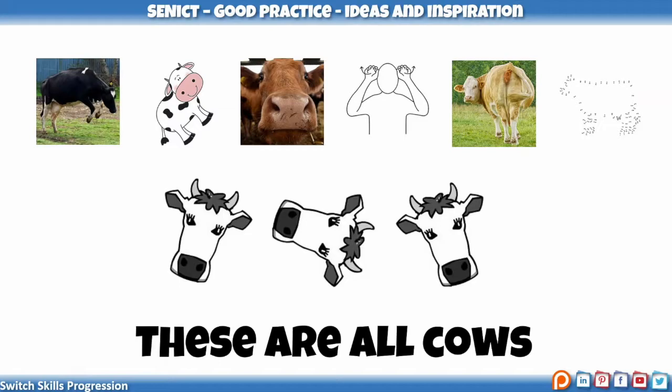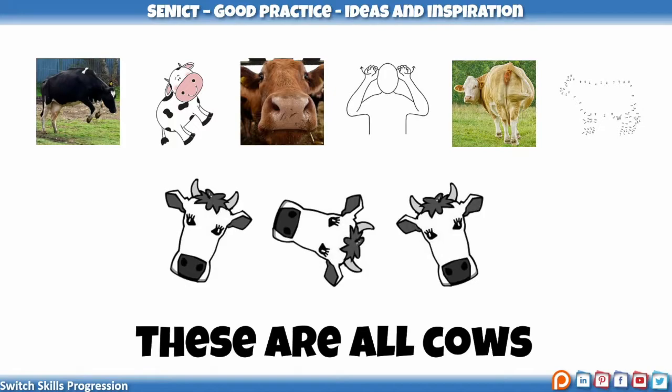Because these are all cows. A jumping cow, a cartoon cow, a cow's nose, a sign or symbol for cow, a cow's bottom, a dot-to-dot cow, and our same cow from Switch It Farm, but in different angles. These are all cows, but how do we know they're cows? Well, we know they're cows because our brain has built a model of cow. Through a lifetime of experiences, we've built a model of everything that might be a cow. Different shapes from different angles. We've seen them on TV, we've seen them in books, we've seen them in real life.